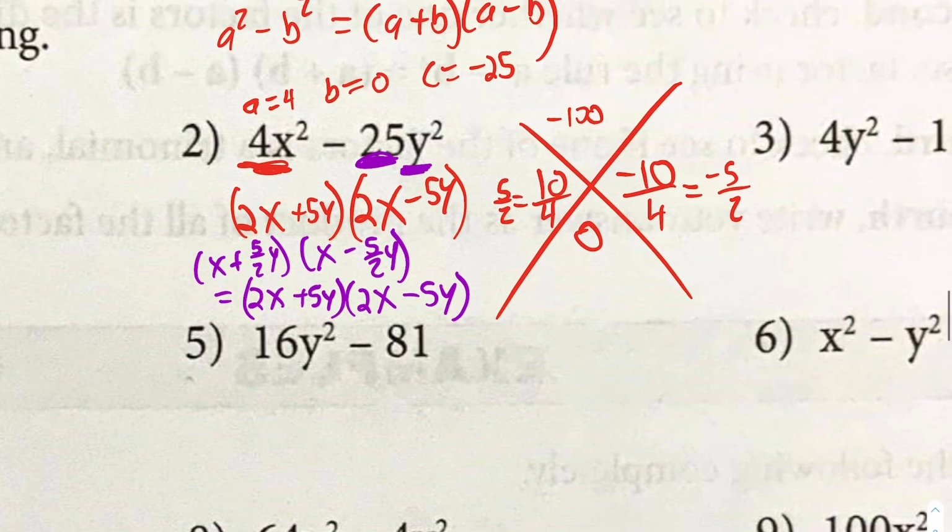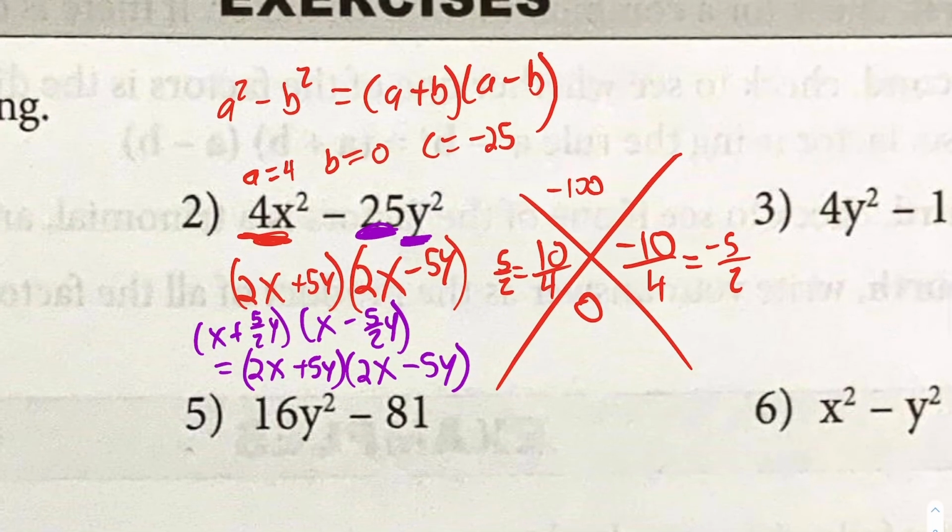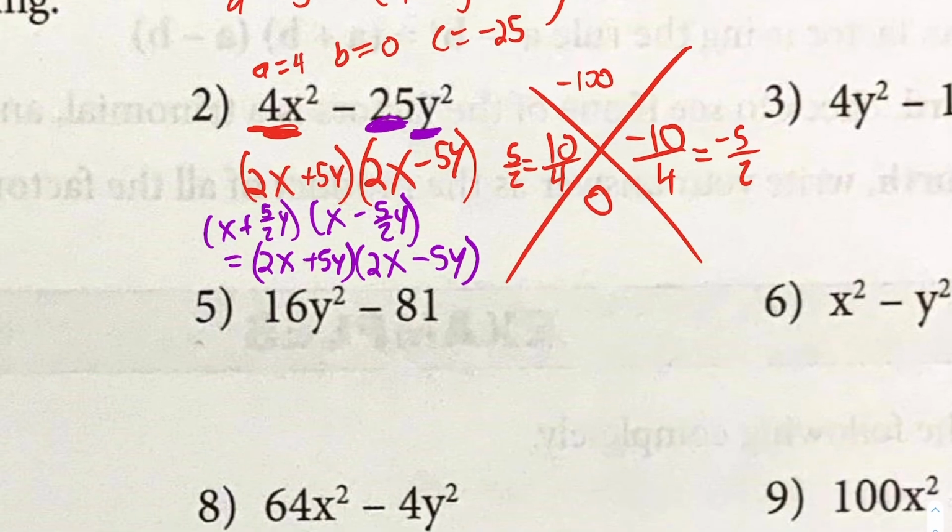That example may have seemed complicated, but if we do this next one, if we do number 5, I think you'll see it's not so bad. This was just one of the more difficult first examples I could have shown. All right, so let's do the second one.